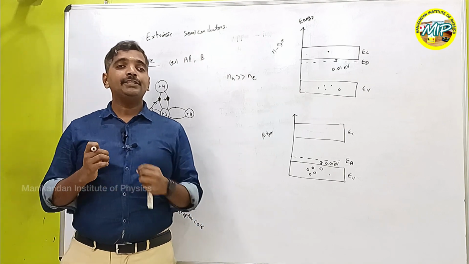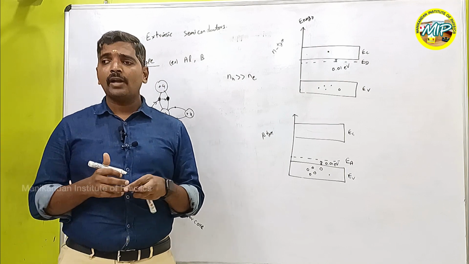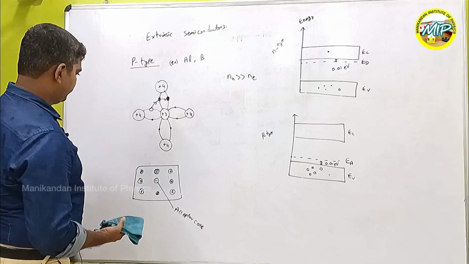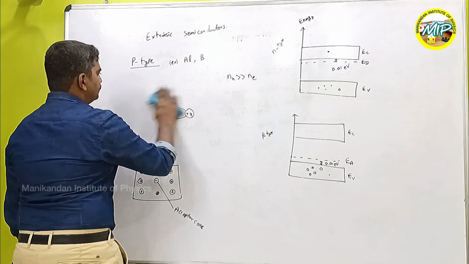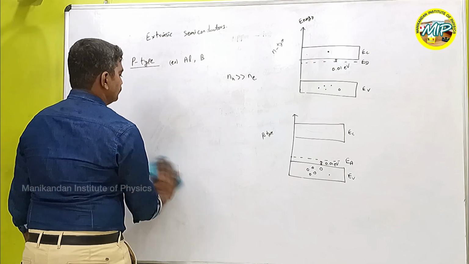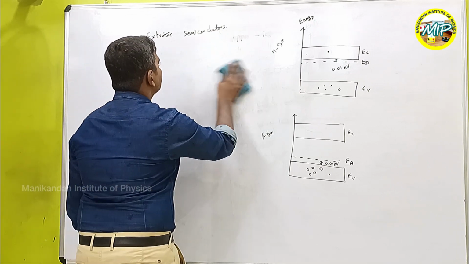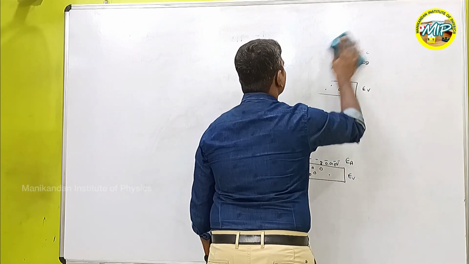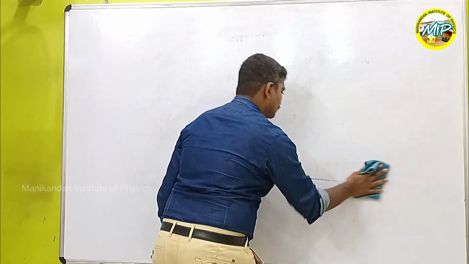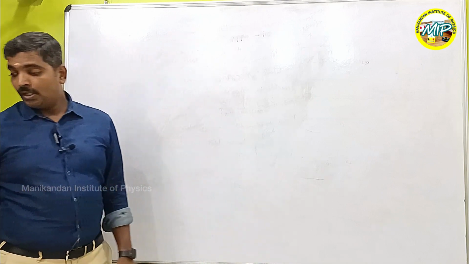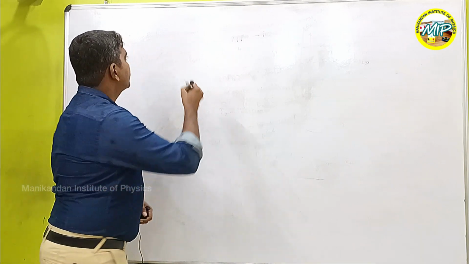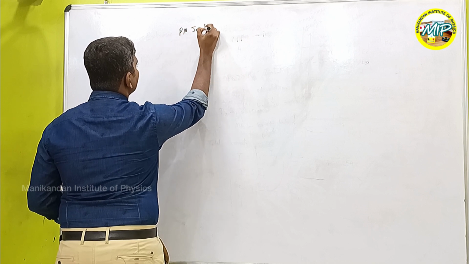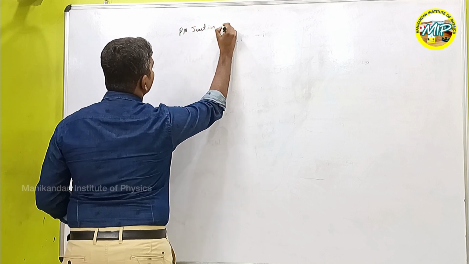Next I'm going to explain the next part. It's called PN junction. This is a very important concept, right? Okay, next is the important concept, PN junction diode.